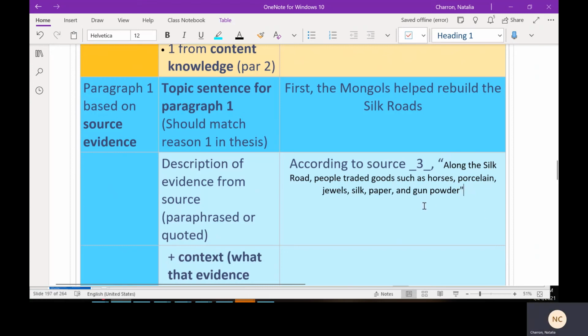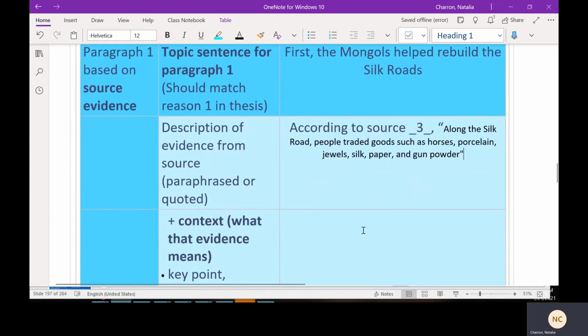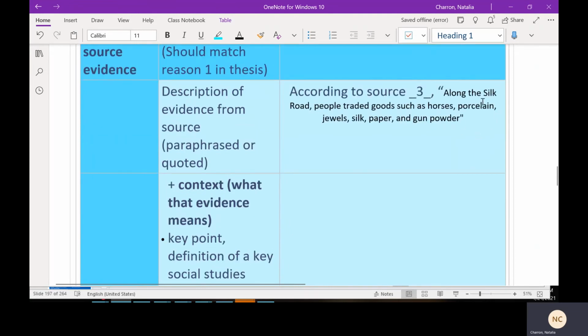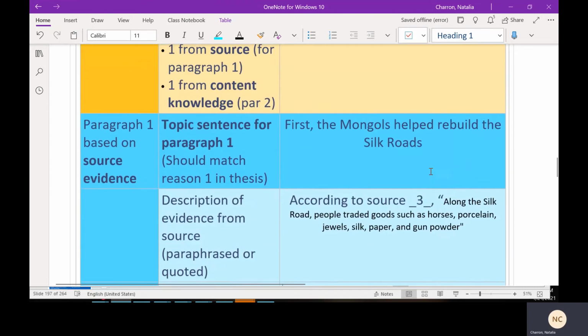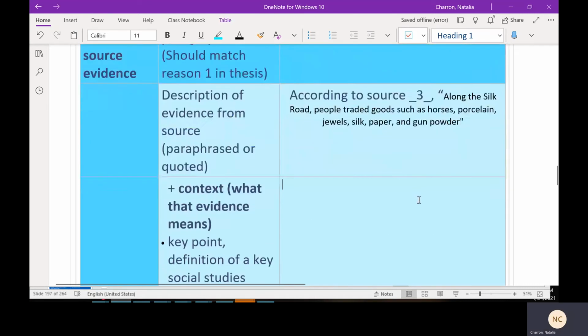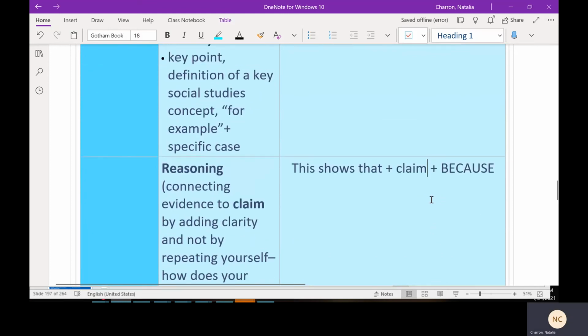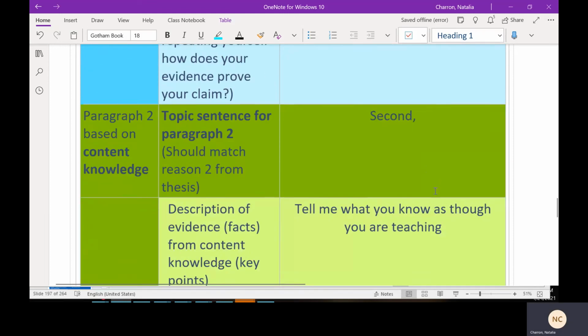Okay, now comes the hard part. If you know anything about the Mongols, or about the Silk Roads, or about long-distance trade, you should put that here in the context box. If you don't, but you have an idea about why this is a good thing, why Silk Road trade and trading all of these things might mean the Mongols weren't so barbaric, then try writing out the reasoning part. If you don't know either of those things, move on to paragraph 2.